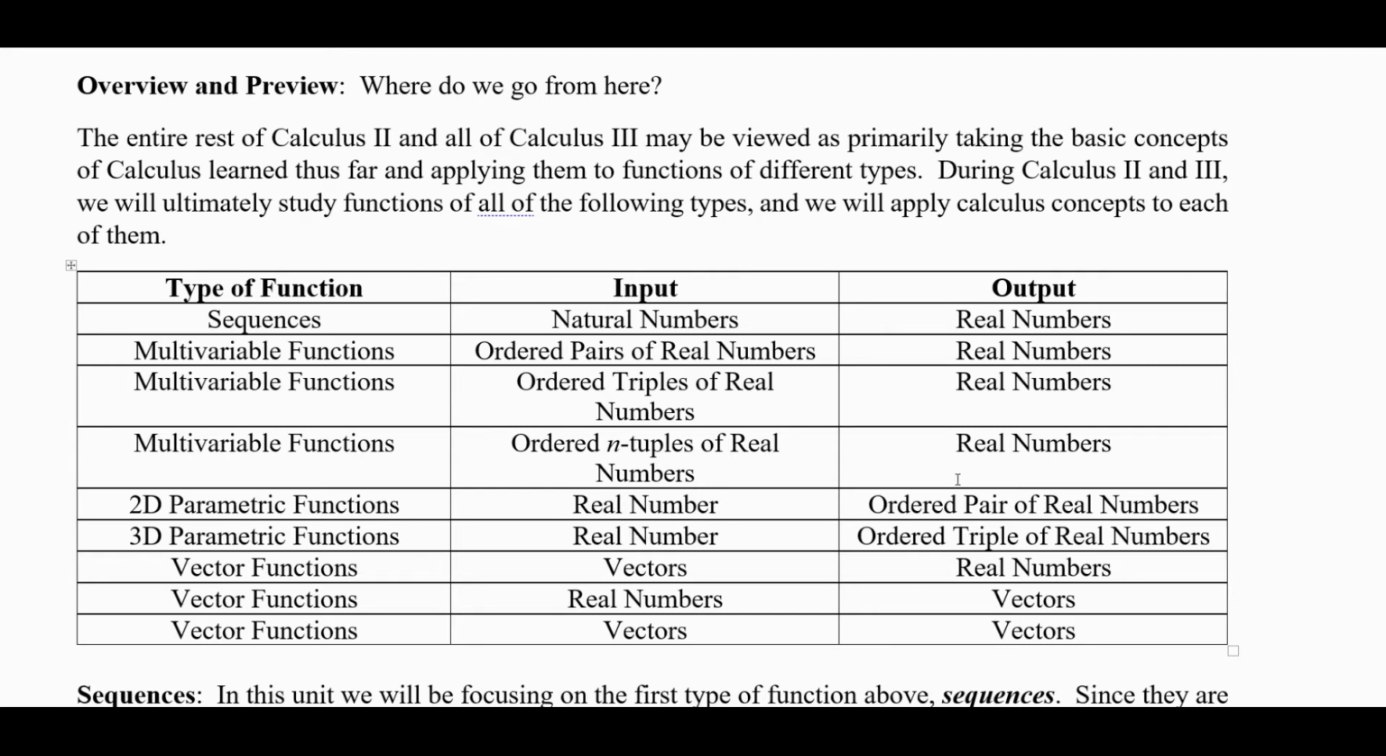We can have 2D parametric functions where the input is a single real number, but the output is an ordered pair of real numbers. Or 3D parametric functions where the input is a real number and the output's an ordered triple of real numbers. And then we have several kinds of vector functions. We have functions where the input's a vector and the output's a real number, also known as a scalar. We have inputs where real number scalars are inputs and outputs are vectors. And we also have functions where the input and output are both vectors.